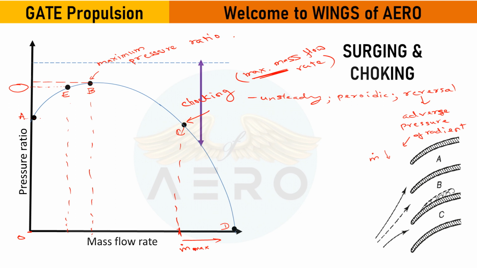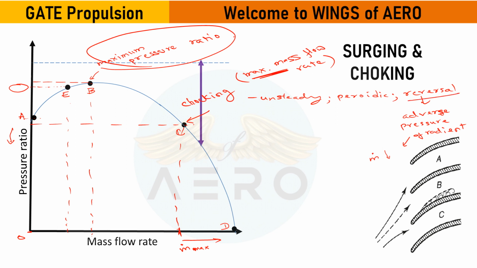Now what you can see is the mass flow rate at this point, where C is the start of choking. What happens is the pressure ratio decreases compared with where it should be high, because we know the function of a compressor is to increase the pressure ratio, but at this choking point there is an increase of mass flow rate with a decrease of pressure ratio, okay.